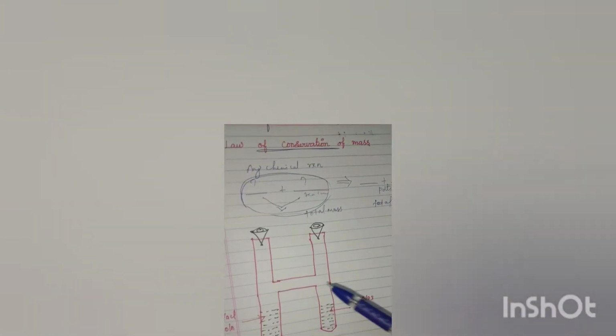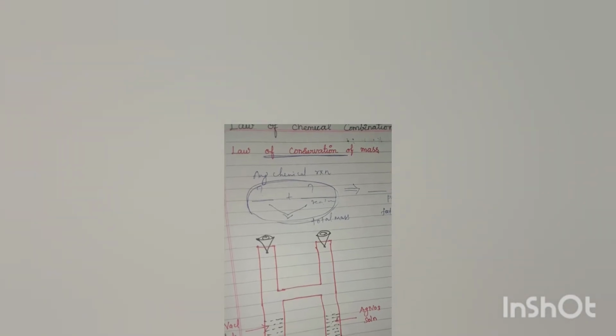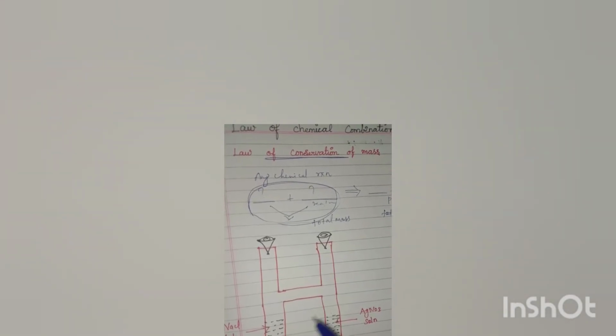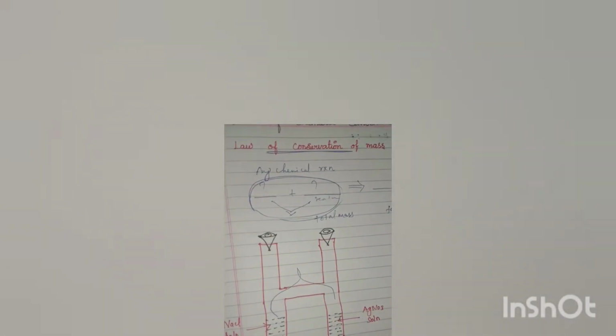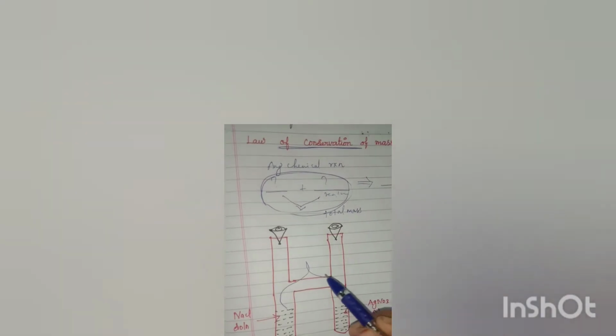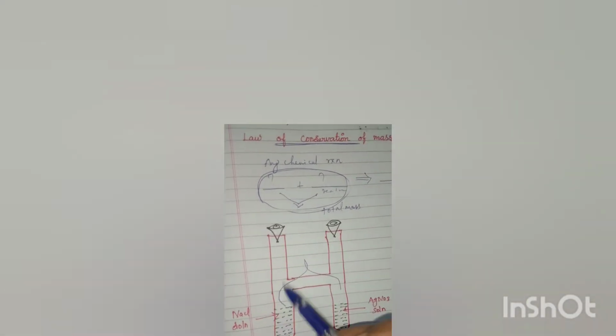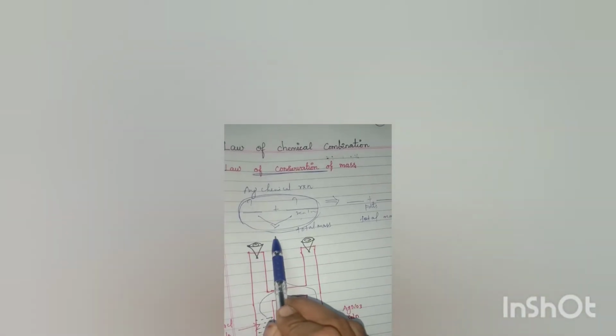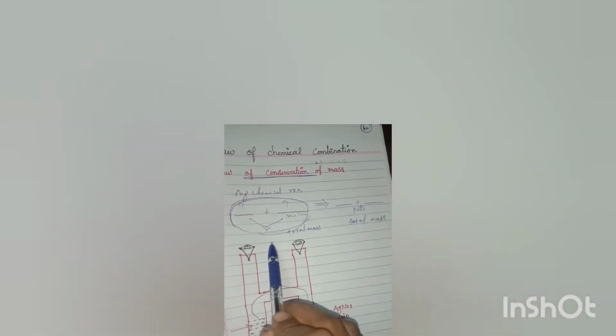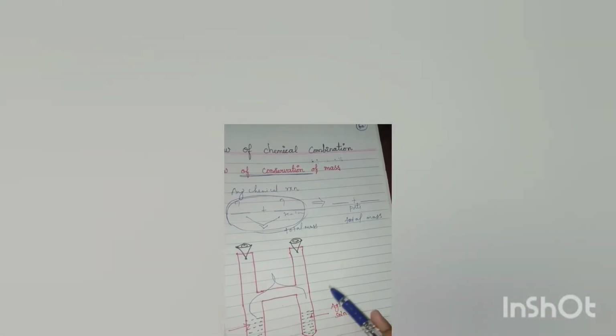Then I invert this tube and the solutions are mixed together. When I shake or invert this H-shaped tube, the two solutions mix with each other. Then I get some products. The weight of the reactants I am taking is equal to the weight of the products I get.